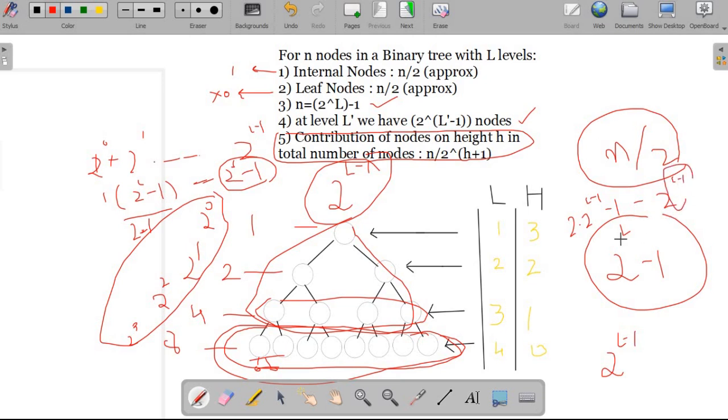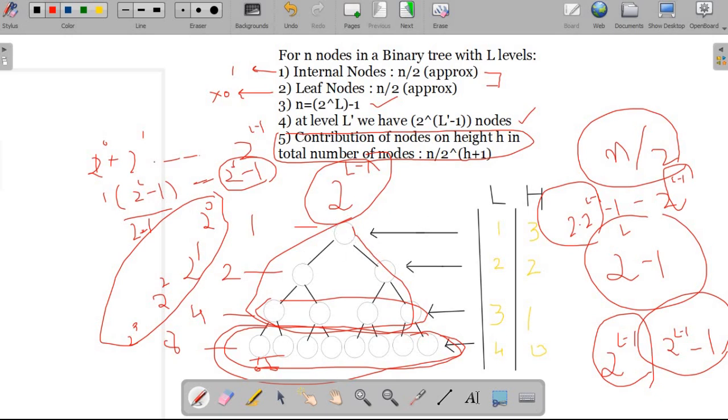Now if I just subtract this from this, I get 2 to the power L minus 1 minus 1. And we can see over here these are the number of leaf nodes and these are the number of internal nodes. So they are approximately the same. So we have approximately n by 2 internal nodes and n by 2 leaf nodes.